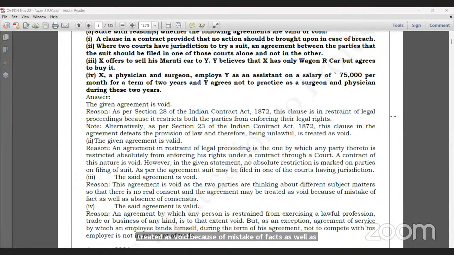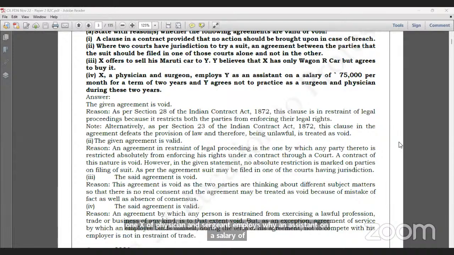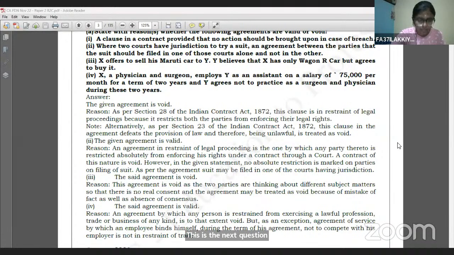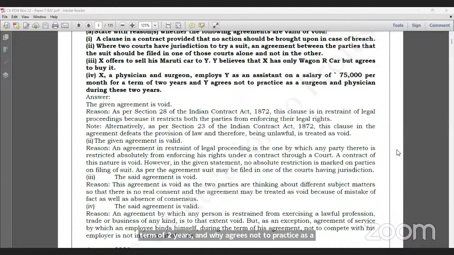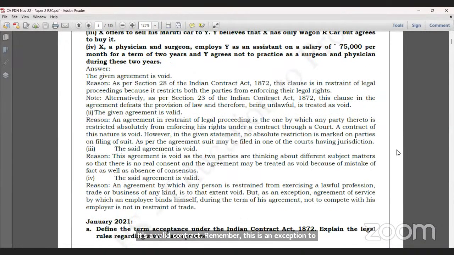Fourth one. X, a physician and surgeon, employs Y as an assistant on a salary of rupees 75,000 per month for a term of 2 years, and Y agrees not to practice as a surgeon and physician during these 2 years. It's a valid contract. Remember, this is an exception to the agreements in restraint of trade. So in case you're appointing an intern or somebody, you can enter into an agreement in restraint of.